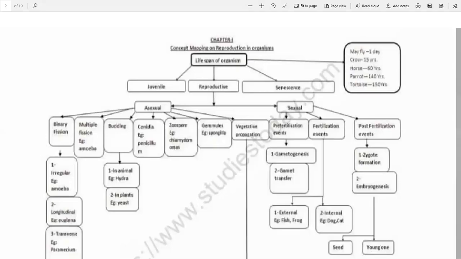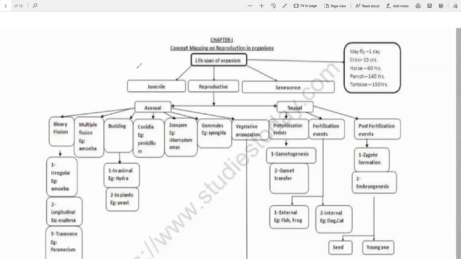First chapter is reproduction in organisms. This chapter deals with some types of reproduction and the lifespan of organisms. On the basis of lifespan of organism, life phase can be divided into three: juvenile, reproductive, and senescence.